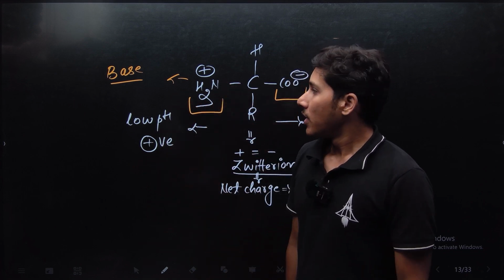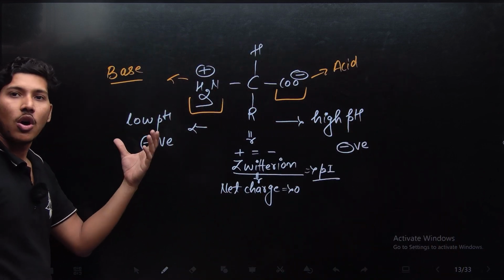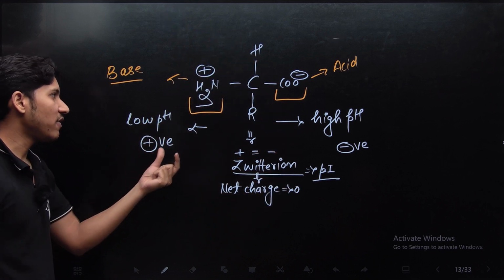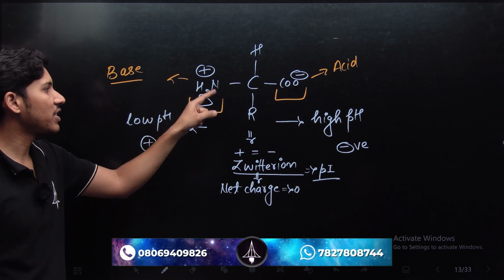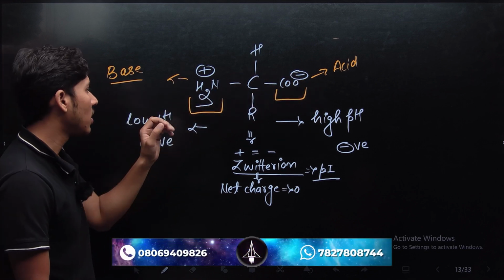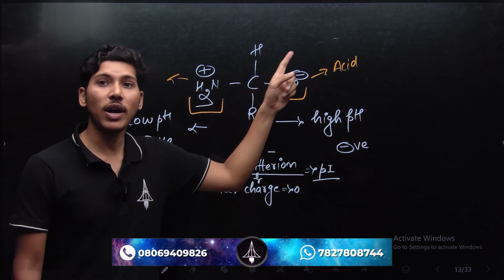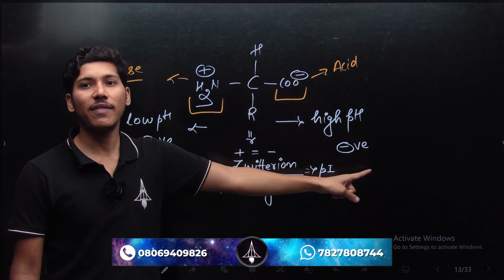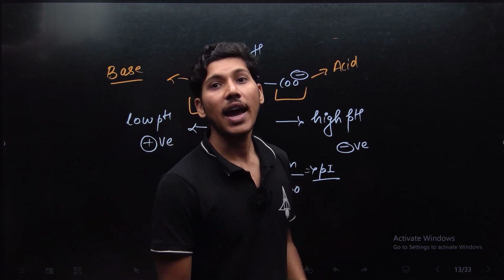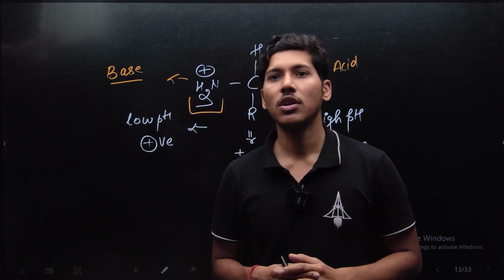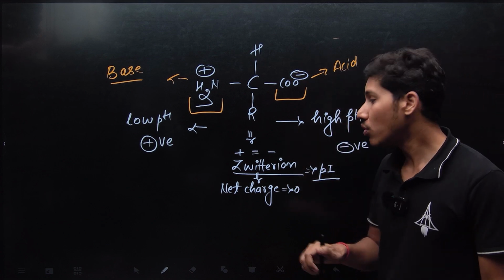So we can say that at low pH, the charge on this amino acid will be positive, because it will accept H plus ions to become positively charged. At very high pH, this will be neutral, but this will be negatively charged. So at very high pH, the amino acid as a whole will have a negative charge. At very low pH, the amino acid as a whole will have a positive charge. But at a certain optimal pH, there will be equal positive and negative charge, so the net charge will be equal to 0.